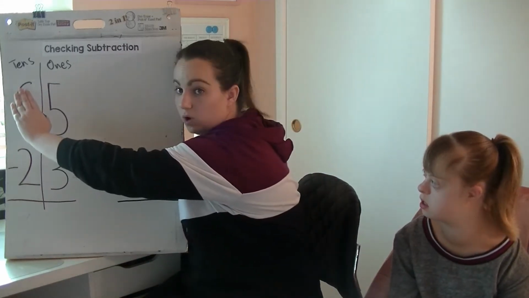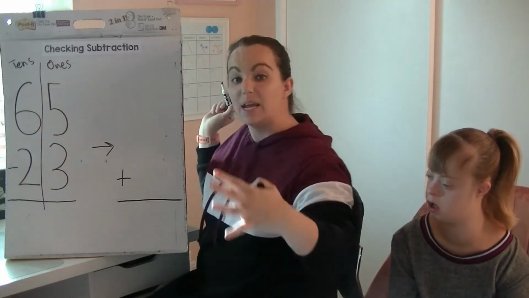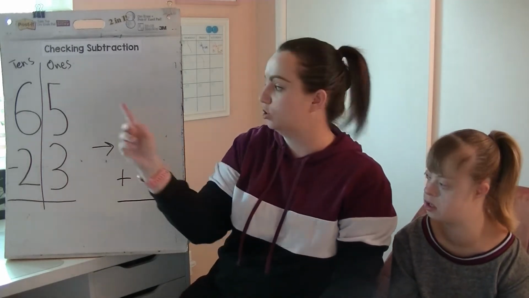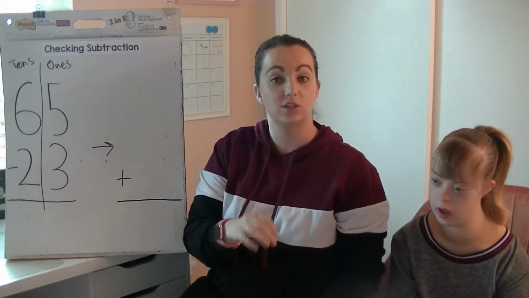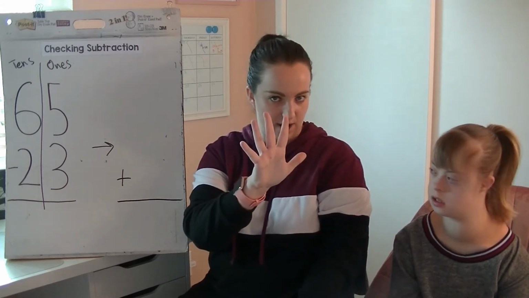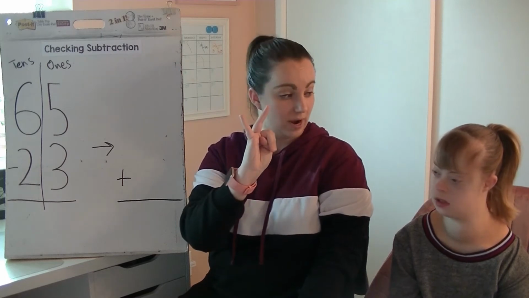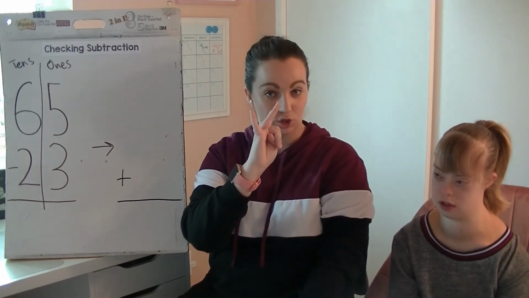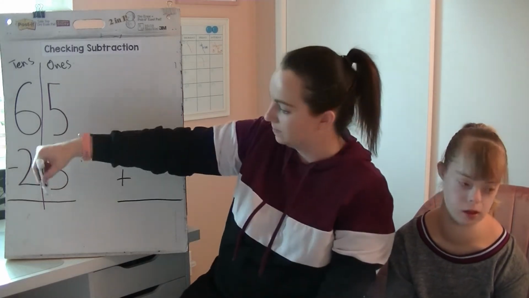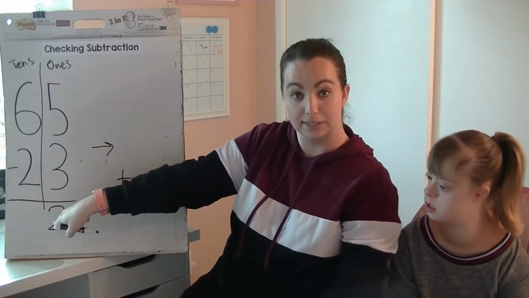So looking at just the ones, it says 5 take away 3. Maybe you already know that answer. Great. But if not, you could use your fingers or draw pictures. Let's use our fingers to do 5 take away 3, just to double check, okay? 1, 2, 3. How many fingers do I have left? I think 2. Yes, 2 left. So 5 take away 3 is 2. So I write 2 down here. Okay, I did the ones side.